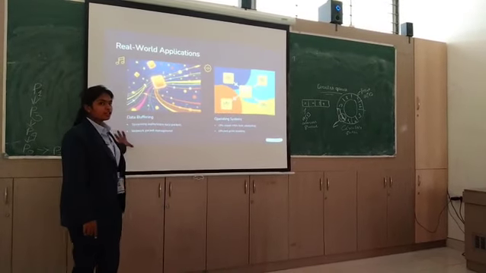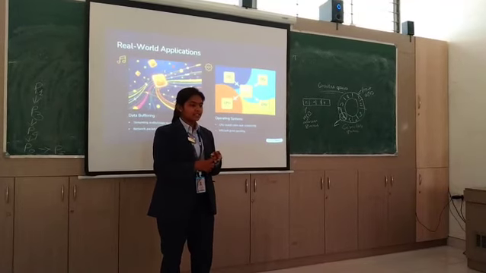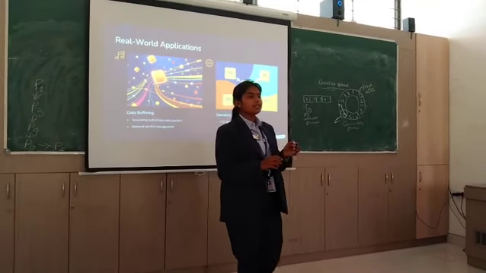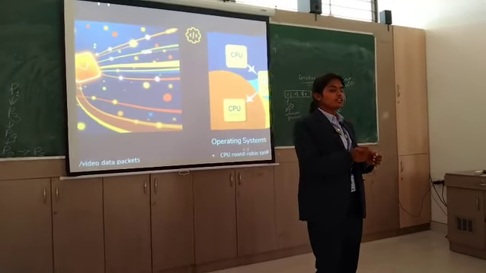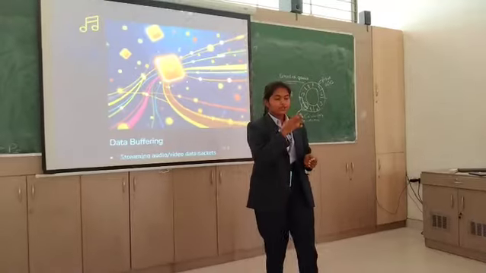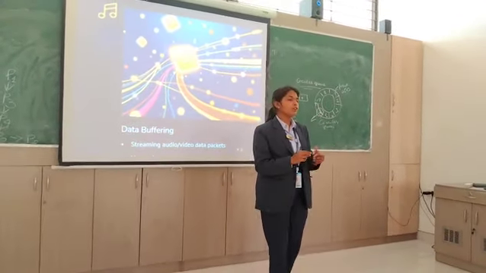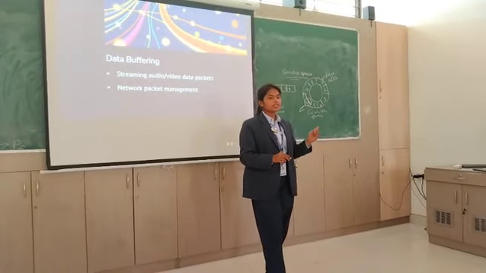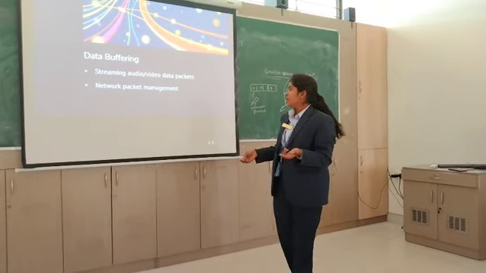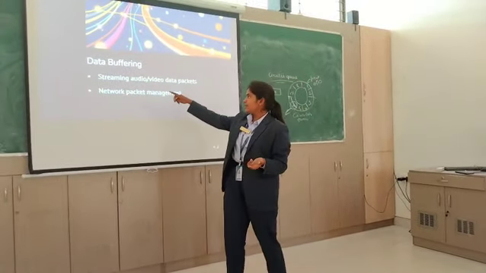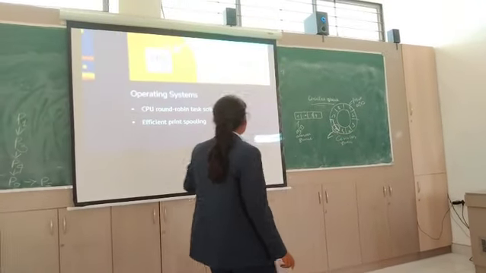Real world applications of the circular queue are data buffering and operating systems. Particularly in the operating system, it is used for the round robin technique. In the round robin technique, we use a concept called quantum. You need to add the processes to the CPU based on the given quantum time. All these processes will be waiting in the circular queue. You should mostly use it there. And it is also used for data buffering for streaming audio and video data packets. Next slide.